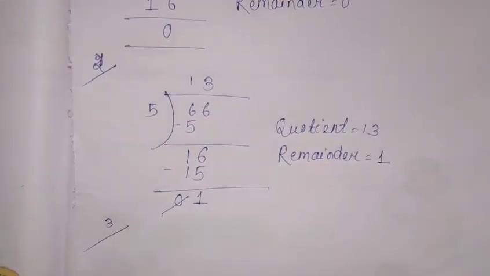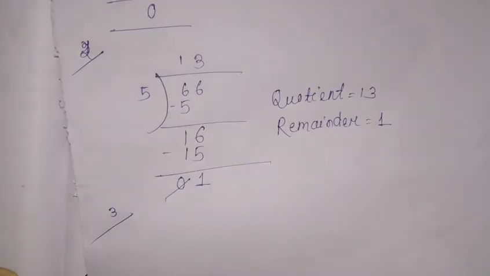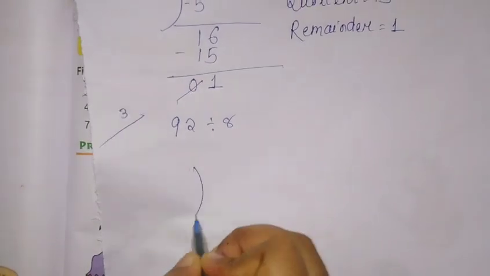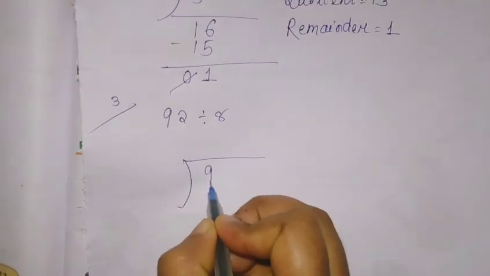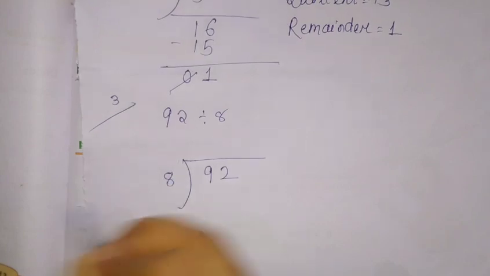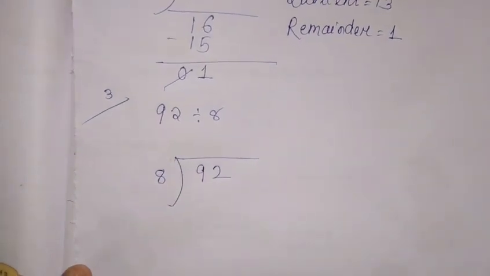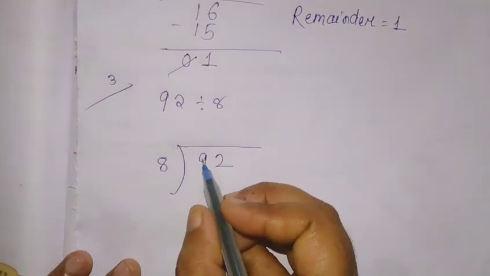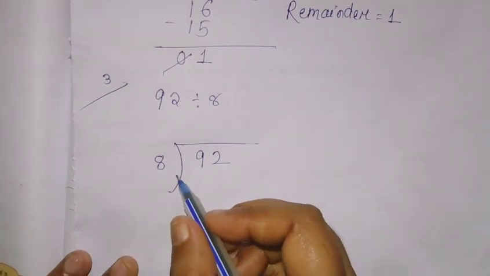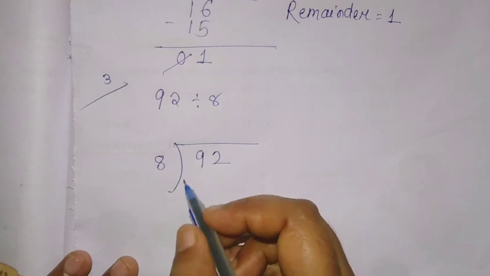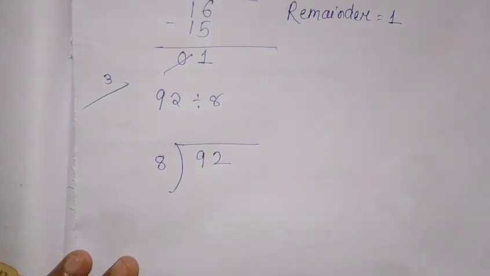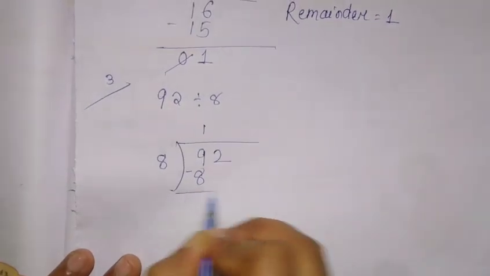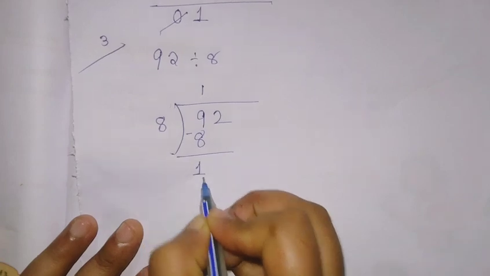Now we solve point 3. 92 divided by 8. First we divide the tens place. We recite the multiplication table of 8 till we get 9. We will not get 9 in the multiplication table of 8. Then we take the one just less than 9. 8 1 is 8. Now we subtract the product from the dividend. 9 minus 8 equals 1.